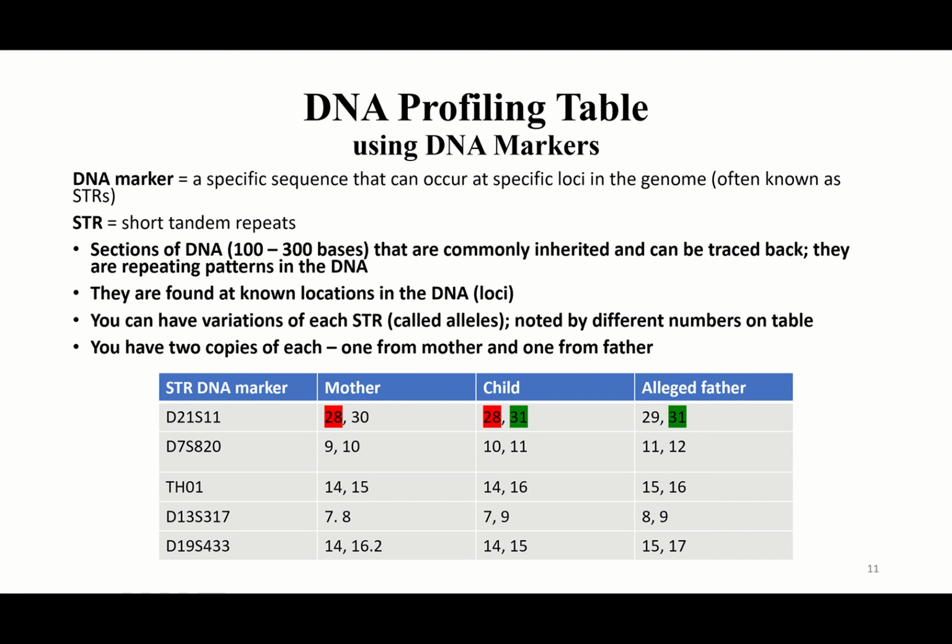Now, because the mother and the alleged father both give one of their chromosomes to the child, the child will have 28 and 31. 28 from the mother, 31 from the alleged father. Now, by looking at this table, we can see that the child shares at least one repeat number from both the mother and the alleged father. So this way we can confirm that the alleged father is the father.